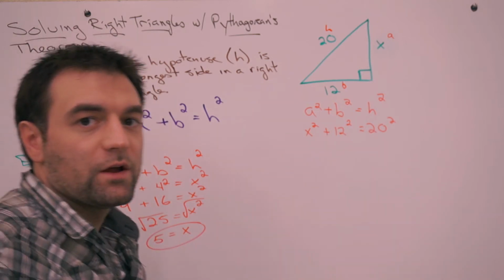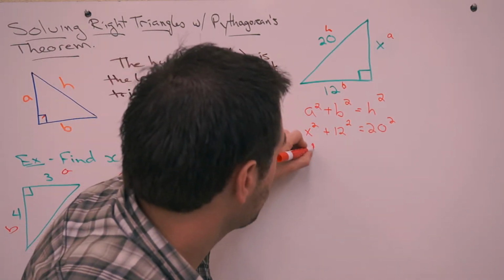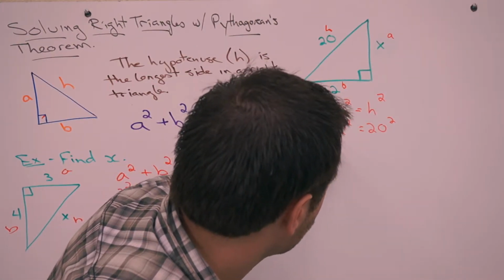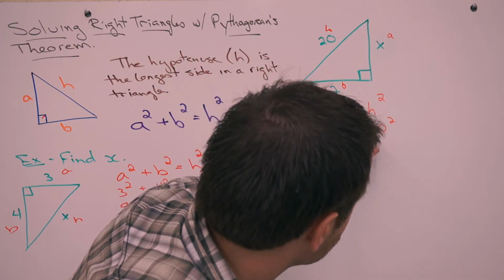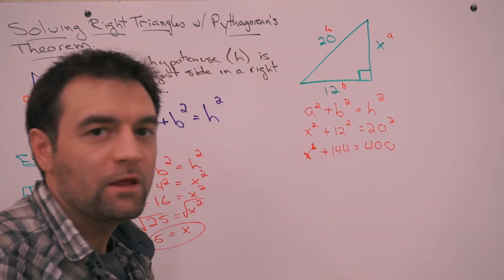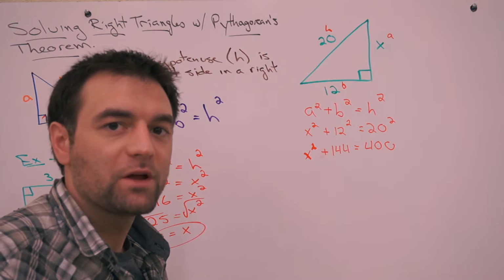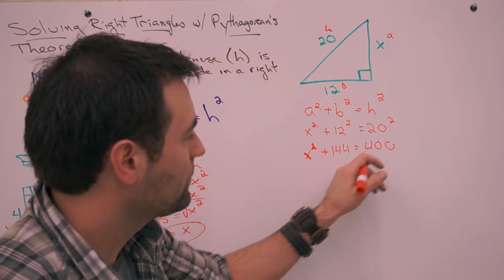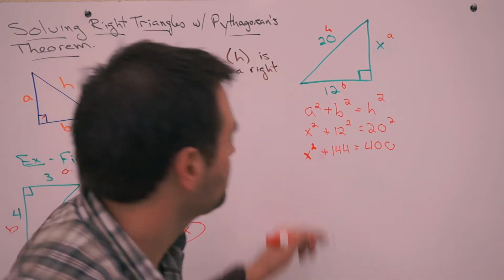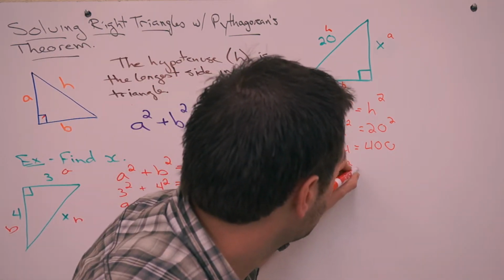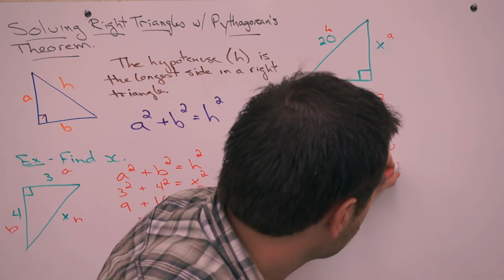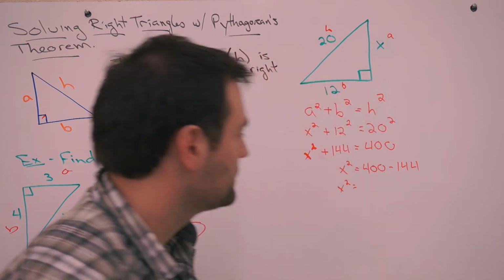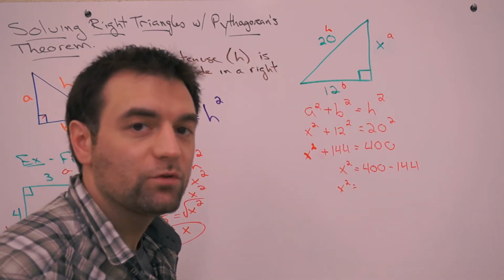I'll do the square of 12 and 20. So x squared plus 144 equals 400. Now, doing a little bit of rearranging, just like solving linear equations, we move the 144 over to the other side and subtract it. So we get x squared equals 400 minus 144. And so in this case, x squared will equal 256.